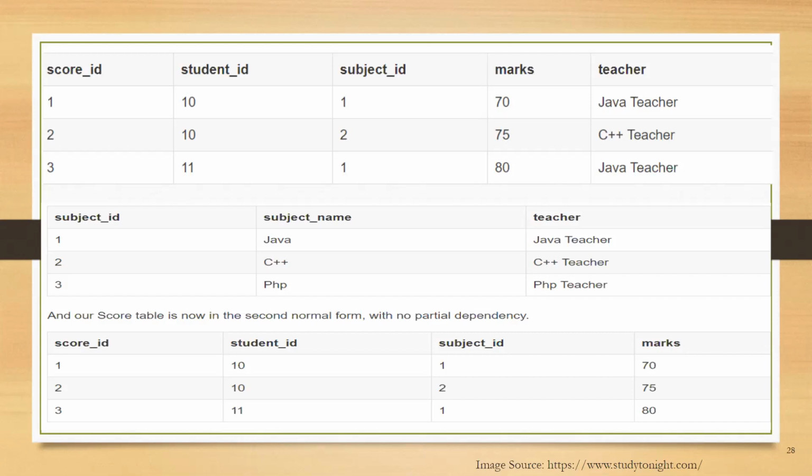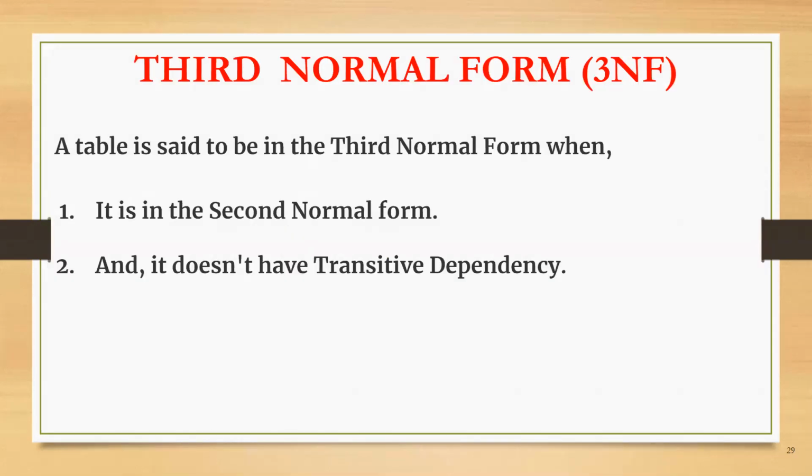So here you can see that we have divided our table and made a score table separately, which has the fields score ID, subject ID, and marks. So now the dependency which was there initially has been removed. Next, we have the third normal form.